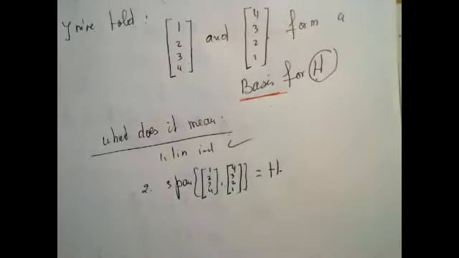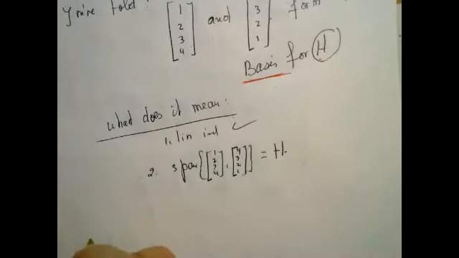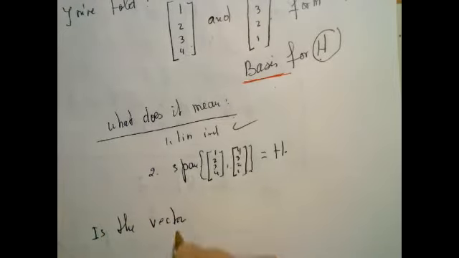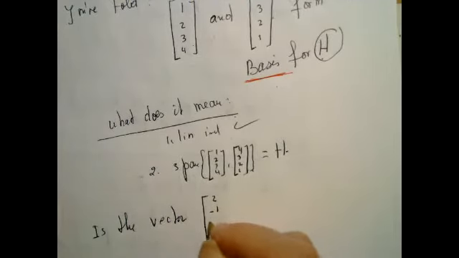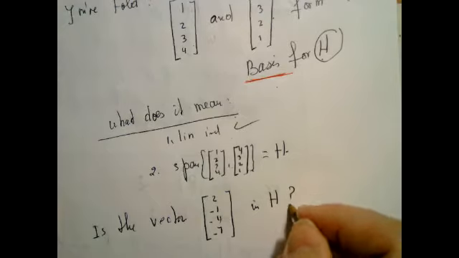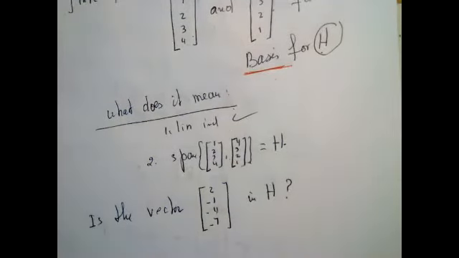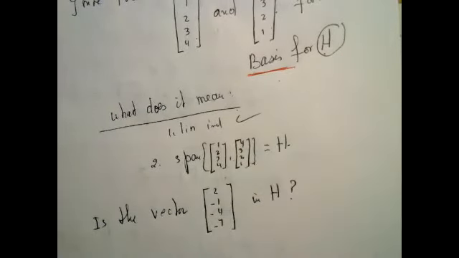So now my question is the following. Is the vector (2, -1, -4, -7) in H? How can I answer this question? I told you those vectors form a basis. Now I'm asking you, is the following vector in H? How can I answer this question?